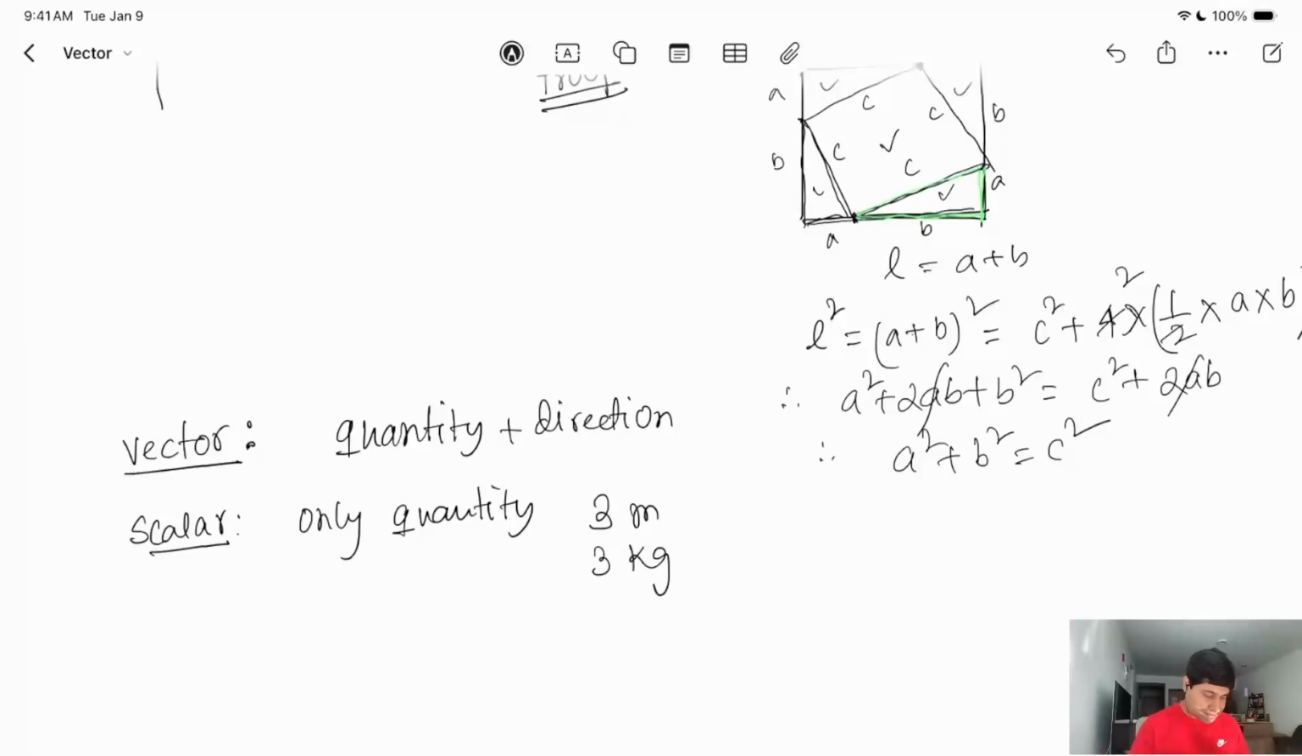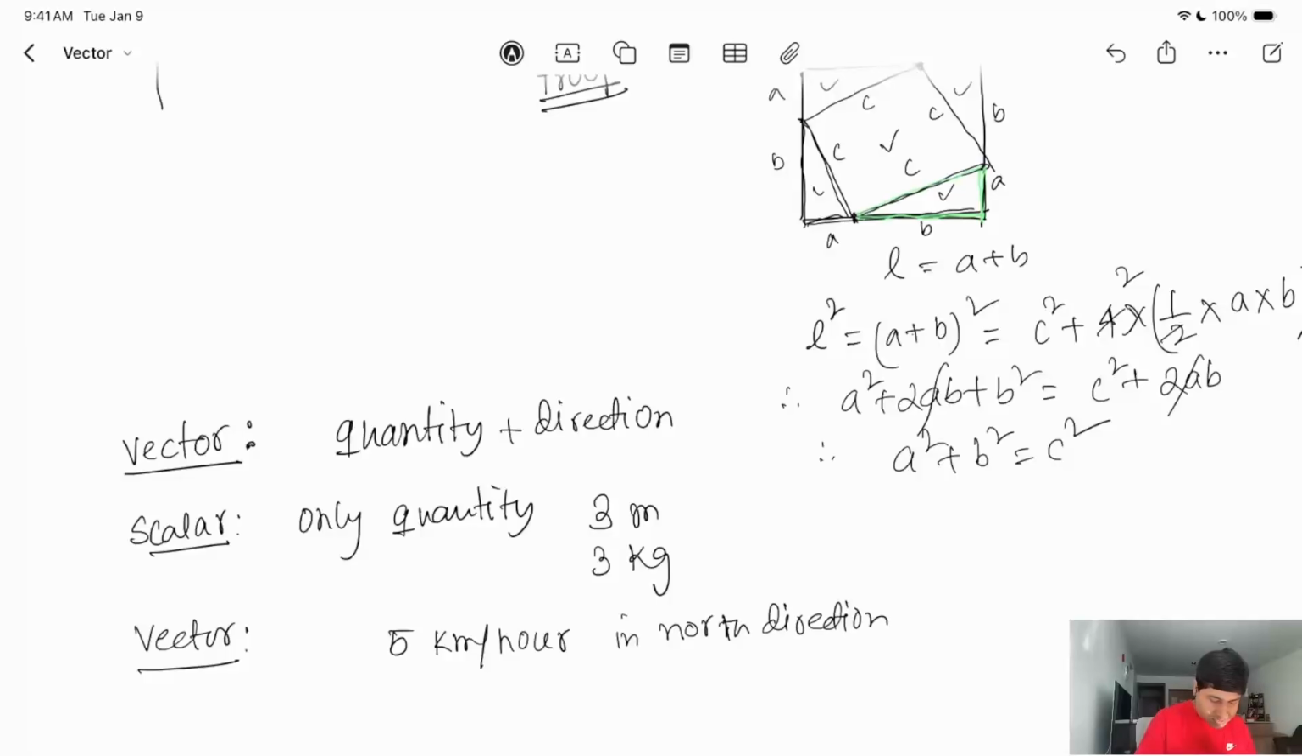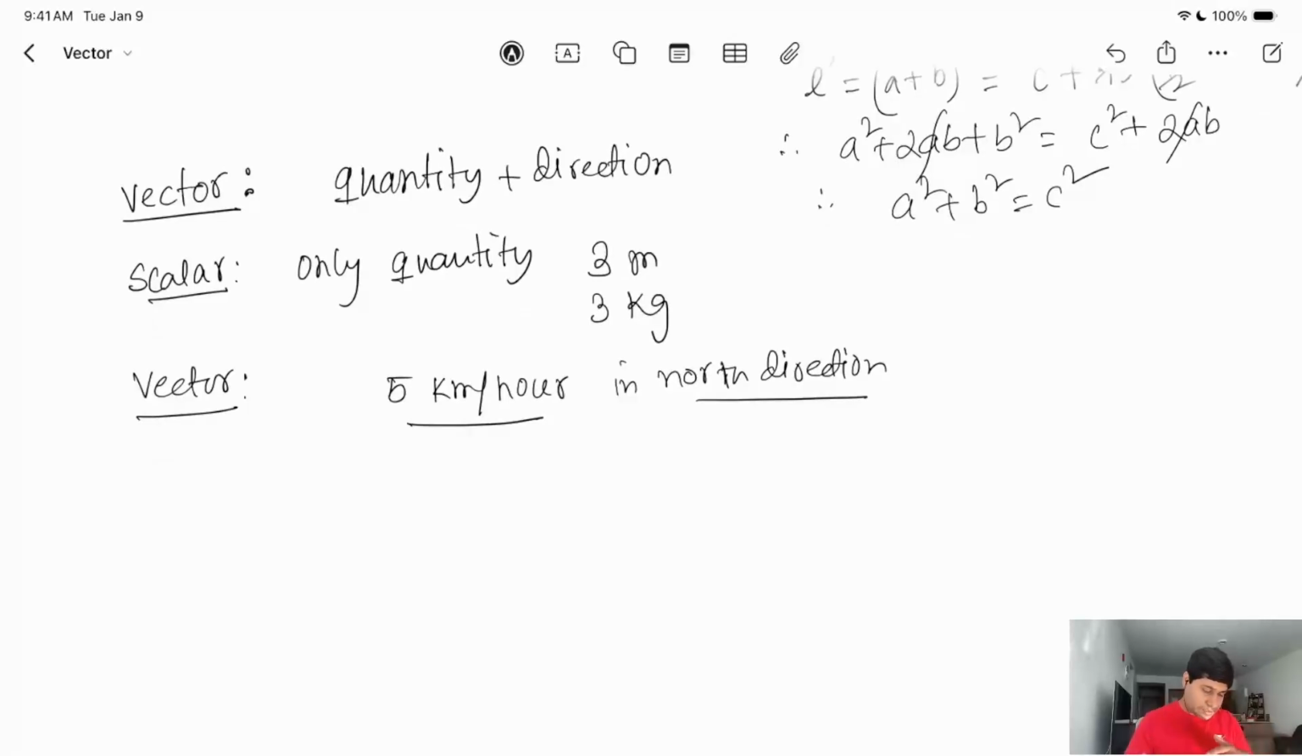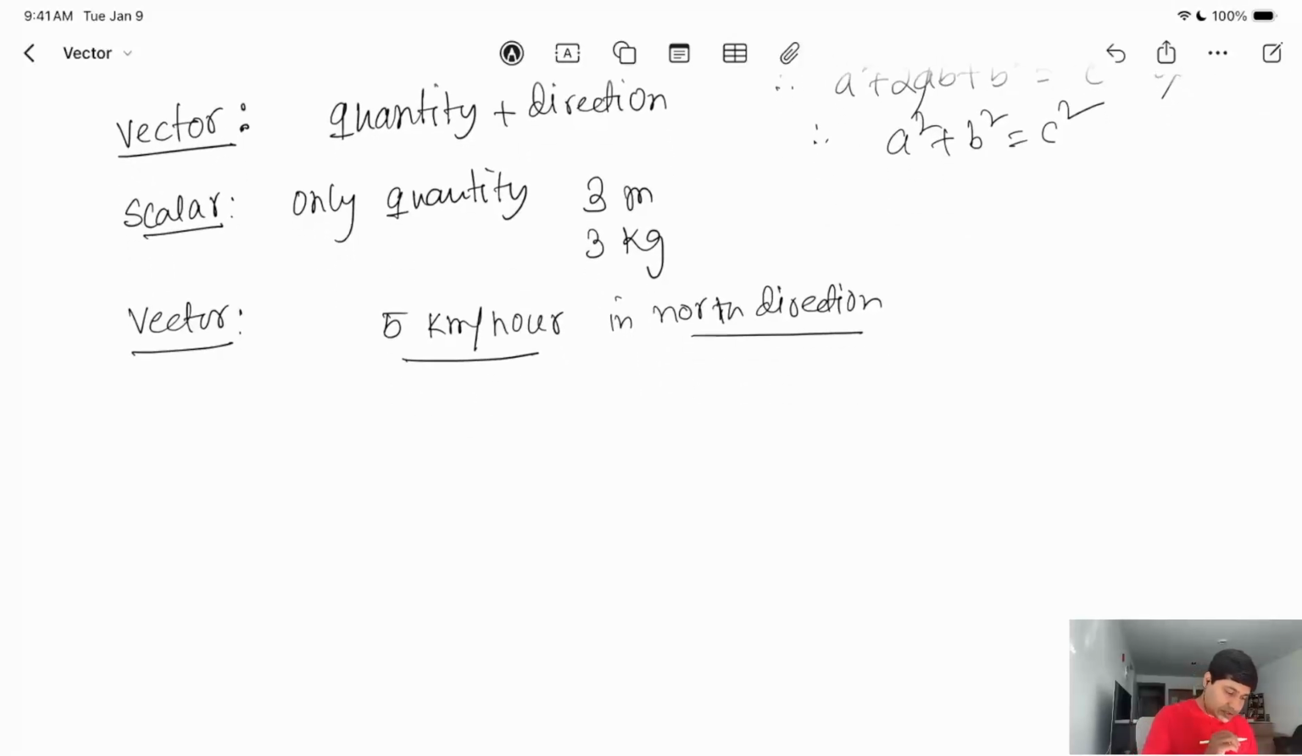So everything is scalar. But when you talk about a vector, for example, let's say I'm going with a velocity of 5 kilometers per hour in the north direction. So that represents some quantity and a certain direction. So that represents a vector. Now how I can represent this particular entity in the coordinate system, we will discuss that. So a vector is nothing but a quantity with a certain direction.